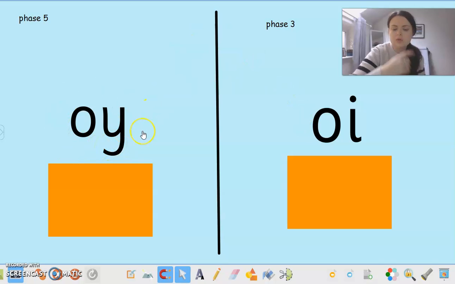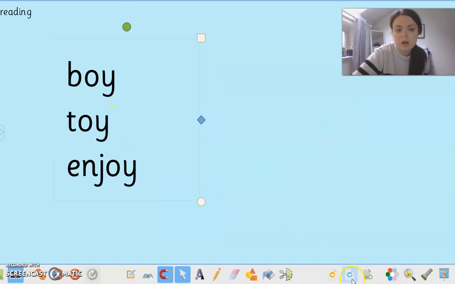What's the same? What's different? They both sound the same. Good. They both begin with O, but the phase five sound is O and Y, which represents the phoneme oi, and the phase three spelling is O and I. So they're quite similar, but we're going to be focusing on this spelling today, and we're going to have a look at some words with the oi sound in.